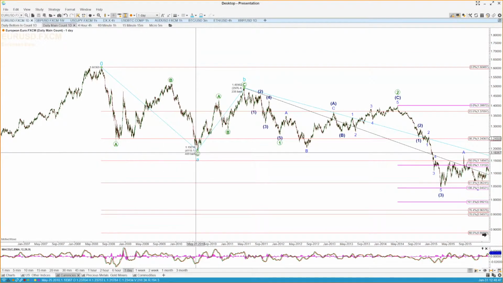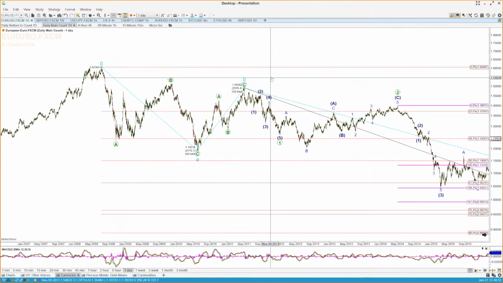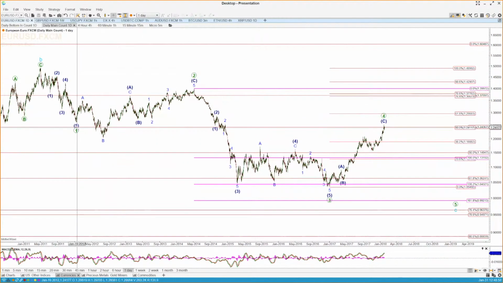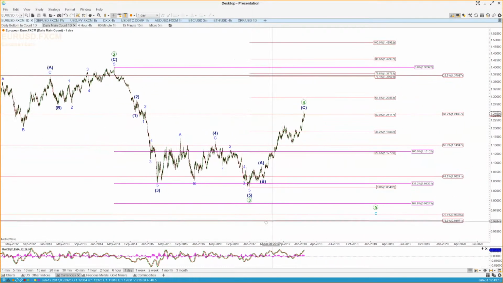We've got an ABC for an A wave into the 2010 low, an ABC for a B back into the peak we saw in May 2011. Then from there, I've got a 1, A, B, C, 2 at primary degree, and then a 3 at primary degree with the various subwaves identified here, down into the lows seen in January 2017.